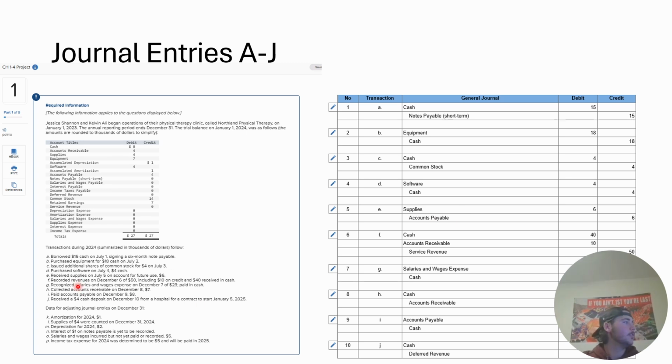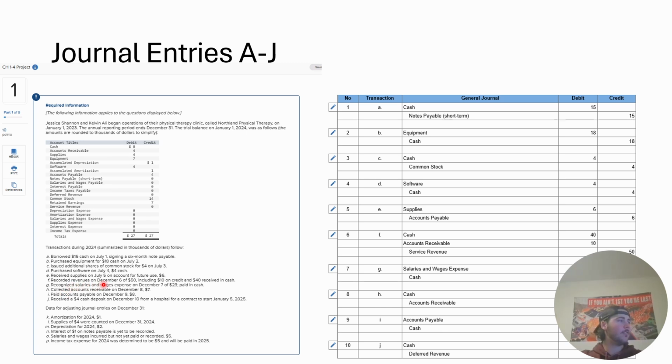All right, let's go. E, supplies received on July 5th on account for future use, $6. So you receive 6 of supplies. You're going to have to pay 6 in the future. You acknowledge that by crediting accounts payable and debiting supplies 6.